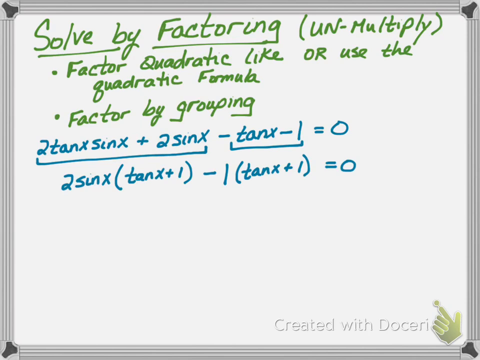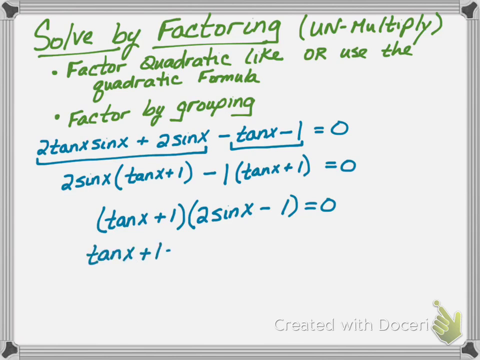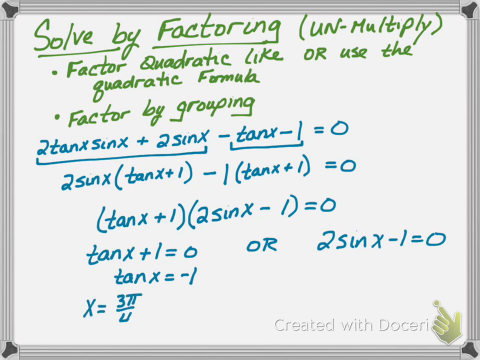And so now I see 2 terms, and they both have a factor of tangent of x plus 1. So this simplifies to tangent of x plus 1 times the leftovers, 2 sine of x minus 1 equals 0. So that means tangent of x plus 1 equals 0, or 2 sine of x minus 1 equals 0. Tangent of x equals negative 1. That happens when x equals 3 pi over 4 or 7 pi over 4.